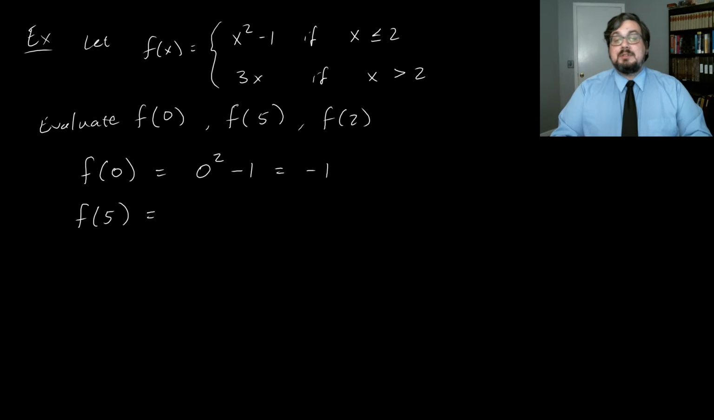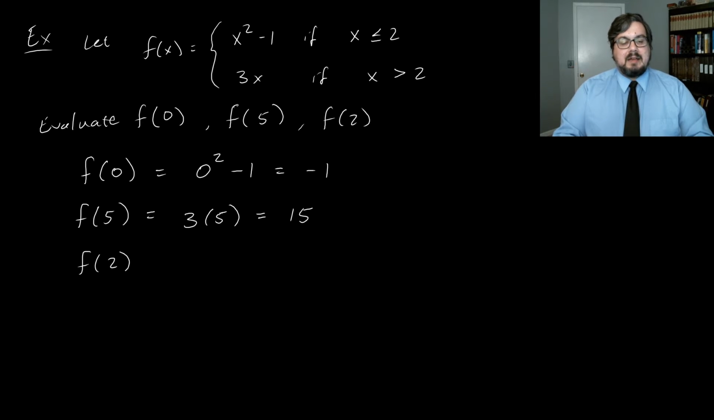F of 5, we do the same sort of thing. We look at our input 5 and say, which of the conditions does 5 satisfy? Is 5 less than or equal to 2, or is 5 greater than 2? Well, 5 is greater than 2. That means that we're going to use the second formula, 3x, and replace x with the 5 that is our input. So we get 15 out of that.